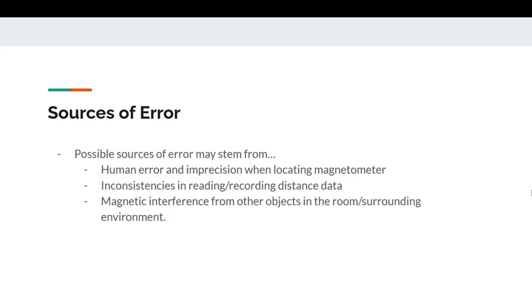Possible sources of error in our lab could stem from human error and imprecision when locating the magnetometer on my phone, inconsistencies in reading and recording distance data, and magnetic interference from other objects in the room and surrounding environment. For example, a metal pipe in the floor.